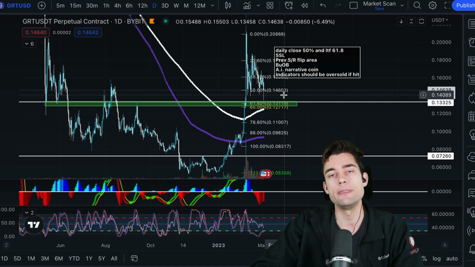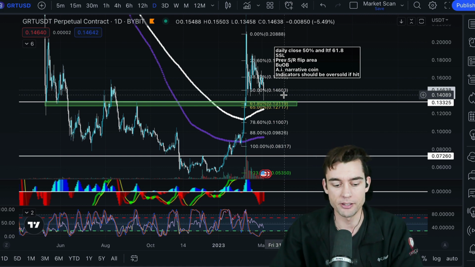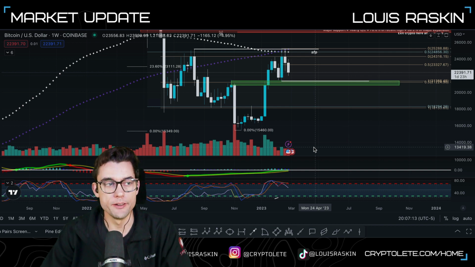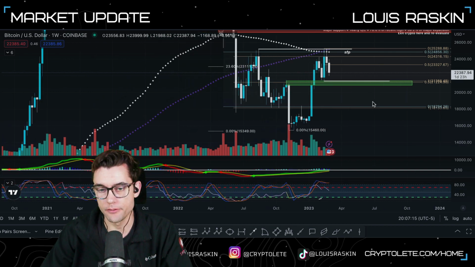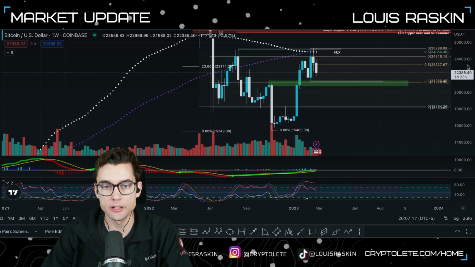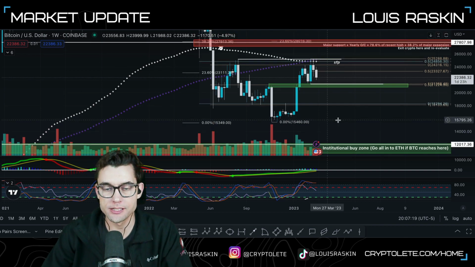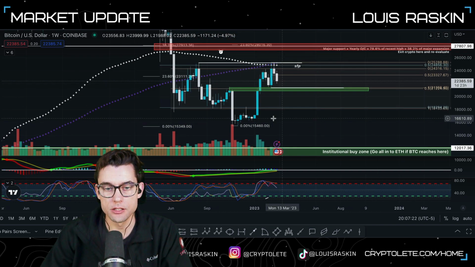And so with that, now we could actually get to Bitcoin and everything else. Okay, so now we're looking at Bitcoin. We're going to start off on Bitcoin, and we're going to start off on the weekly time frame. And what I see here is a bullish market structure.